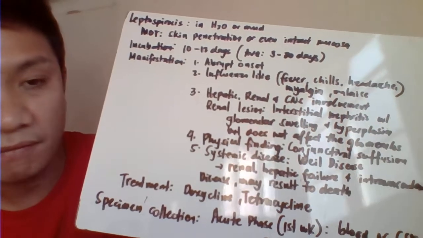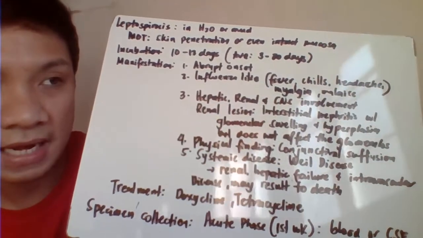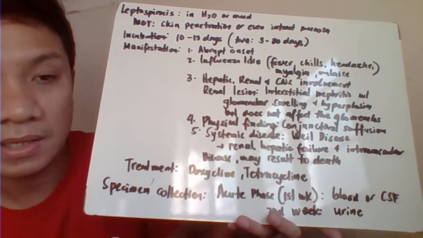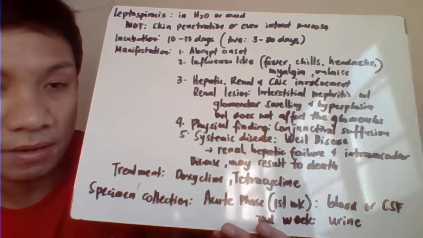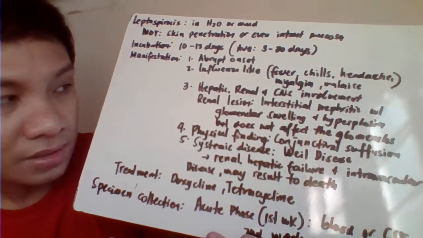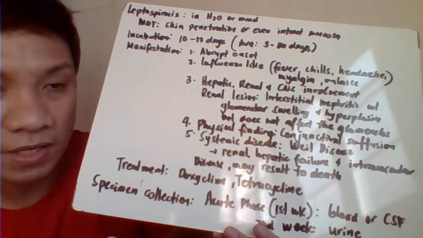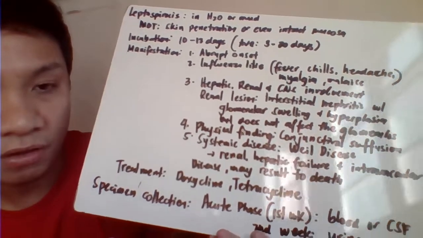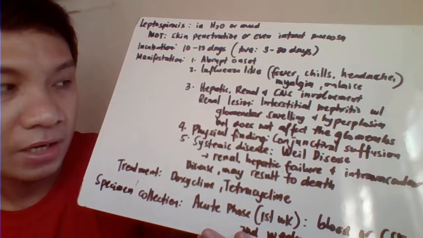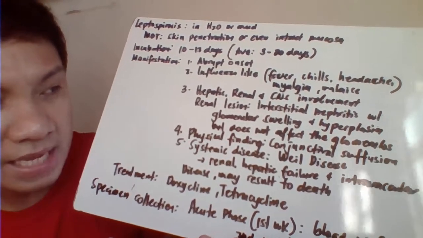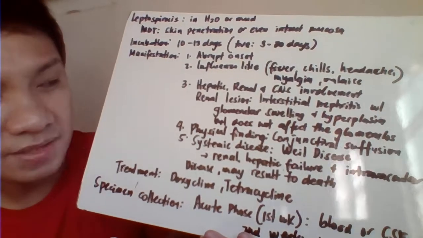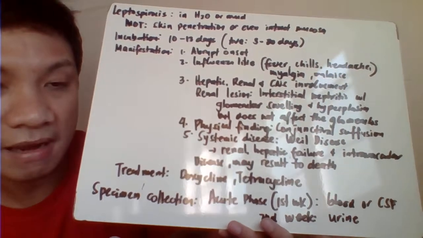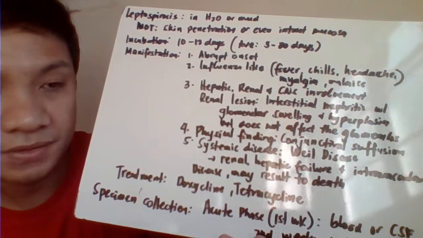Later on, it has manifestations of hepatic, renal, and we have also CNS involvement. Because of the hepatic involvement, we're expecting the patient to have a yellowish discoloration. Naninilaw ang patient natin. Our kidney problem would eventually be in the form of interstitial nephritis, and it does not affect the glomerulus. The most prominent physical finding related to this one is in the form of conjunctival suffusion.